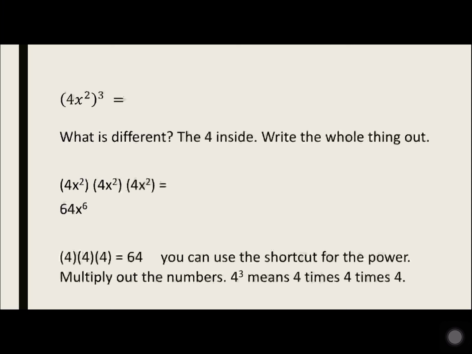And then we can multiply the powers from the first part. 2 times 3 is 6. From where I have it written out, that's where you can add. 2 plus 2 plus 2 is 6. You can use the shortcut for the power. Multiply out the numbers. 4 to the 3rd means 4 times 4 times 4.